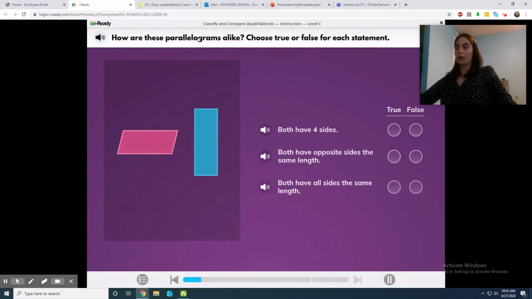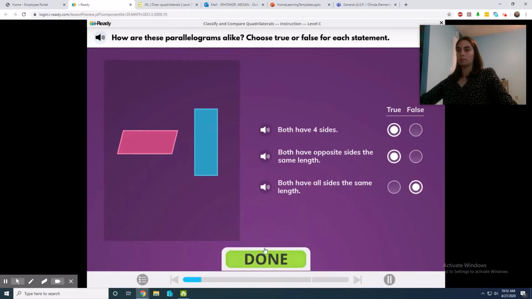How are these parallelograms alike? A parallelogram has opposite sides the same length. So how are these two the same? Both have 4 sides. Yep. Both have opposite sides the same length. Yep. Both have all sides the same length? No. This side is smaller than this side, so not all are the same.